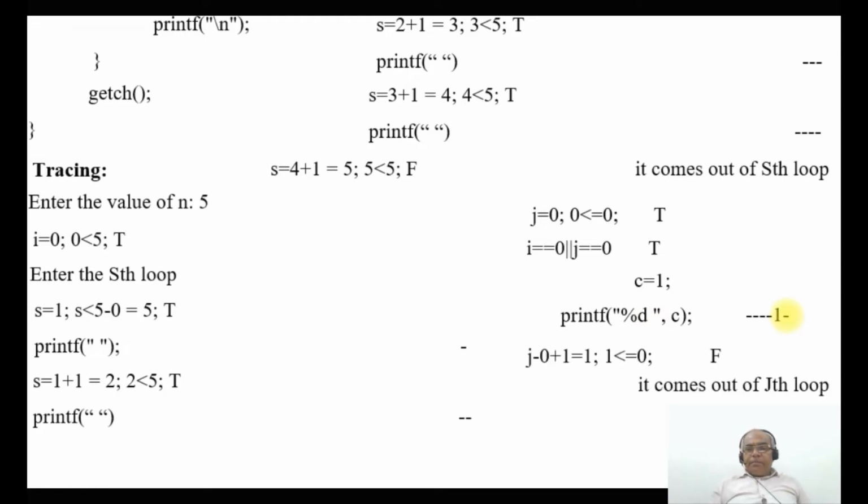Then J, so what happens? J will be equal to 0 plus 1, it becomes 1. Is 1 less than or equal to 0? No, so it goes out of the J loop, and once it goes out of the J loop, it comes to the next line. Because once it goes out of the J loop, you have printf \n, so it comes to the next line. And then it increments the value of I by 1.